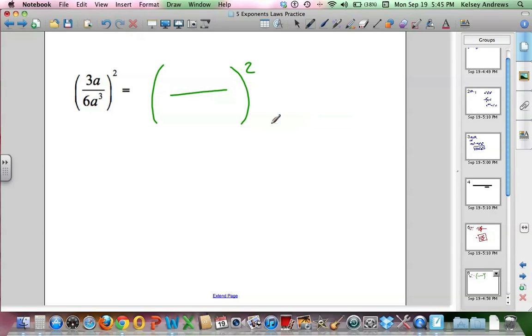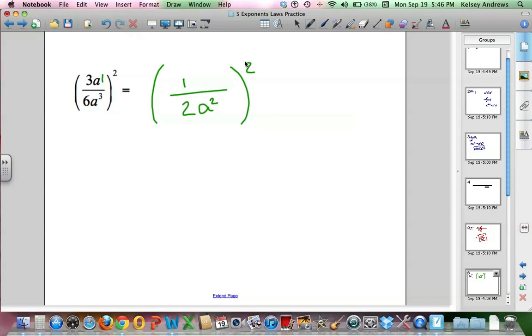Okay, so let's leave our squared outside of the brackets and we'll simplify inside the brackets first, doing the division there. So our coefficients, we have 3 over 6, which we can reduce to 1/2. Notice that's a to the first power in the numerator, divided by a cubed. So we're going to subtract the exponents because we're dividing, but we need to put the a squared that's left in the denominator because we started out with more a's in the denominator.